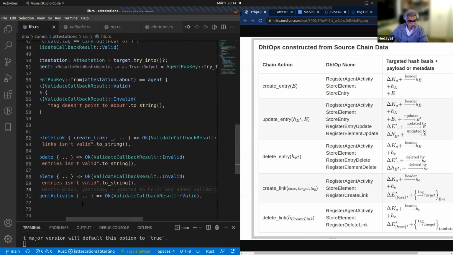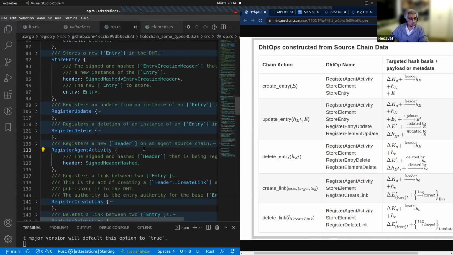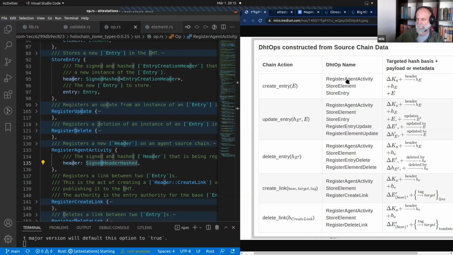The thing is, it is receiving is valid right now, it's empty, and it is receiving a signed header hash. Generally, the register agent activity is the header that is the footprint of the agent activity. Really quick, when any agent does an operation, an element is going to be created, which is a header and entry. Entry is not a must.